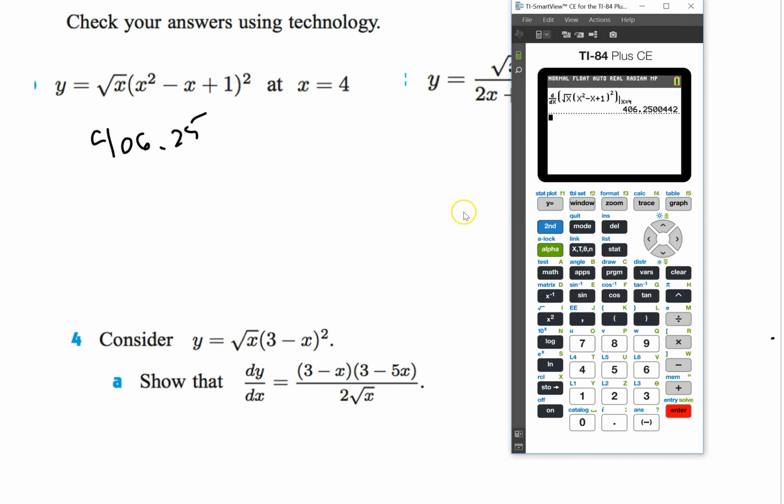The other way you have to know how to do also, but usually it's an attachment to another problem, and that is we have to graph it. So you go to y equals, I already typed it in to save you some time, and then we're going to graph this thing.